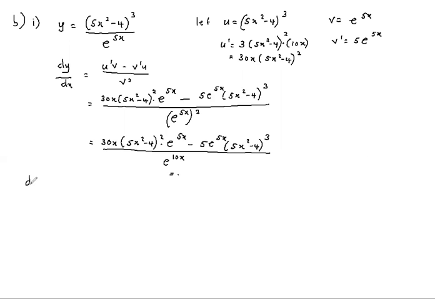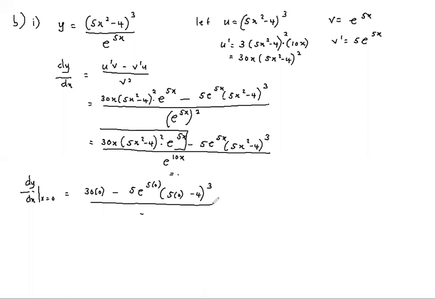Then you want to find this at x is equal to 0. So you substitute 0 here, so everything here becomes 0, minus 5 e to the 5 times 0, times (5 times 0 minus 4) to the power 3, over e to the 10 times 0.